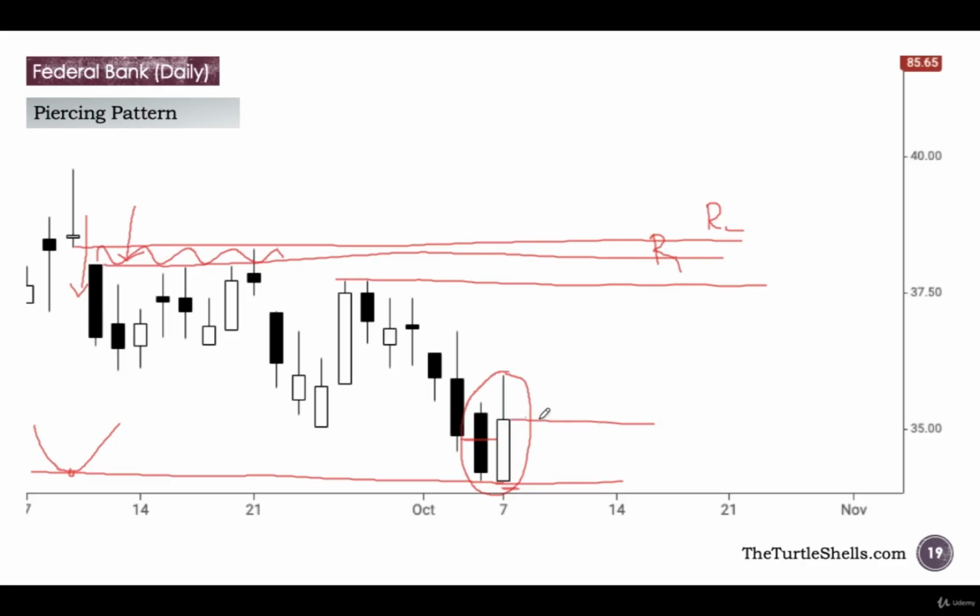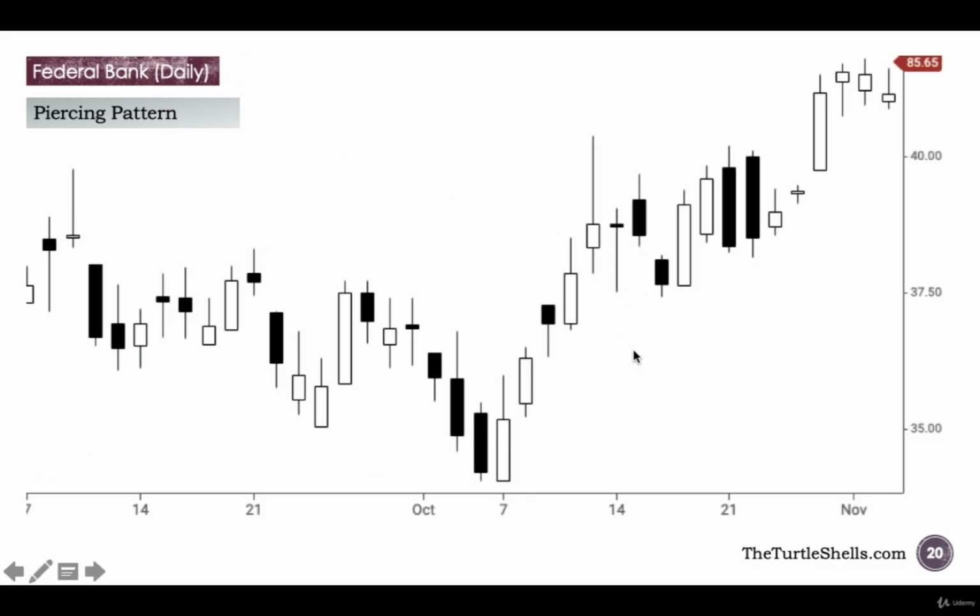So if we are going long here, we should aim for this resistance zone. Okay. This is a daily chart of Federal Bank, so quite a long time frame. This is not an intraday chart. In this case, it was successful in breaking all the resistance areas. So you can see how powerful the piercing pattern can be, even without confirming any prior support. Okay?